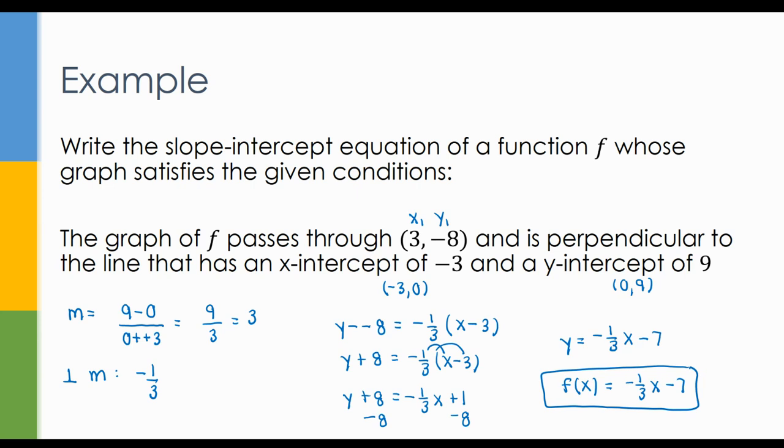So there is my line that passes through the point (3, -8), and it's perpendicular to the slope that we just got from the x- and y-intercepts.